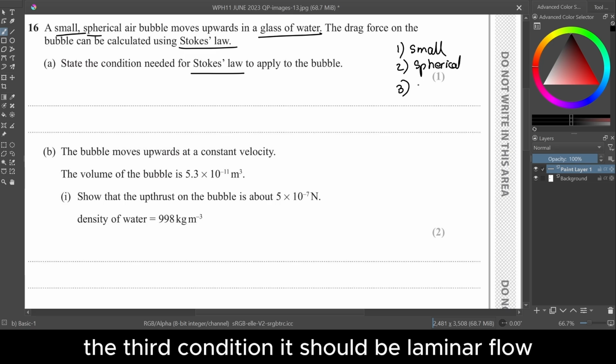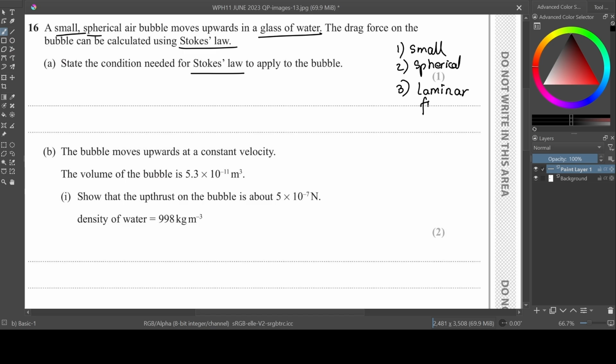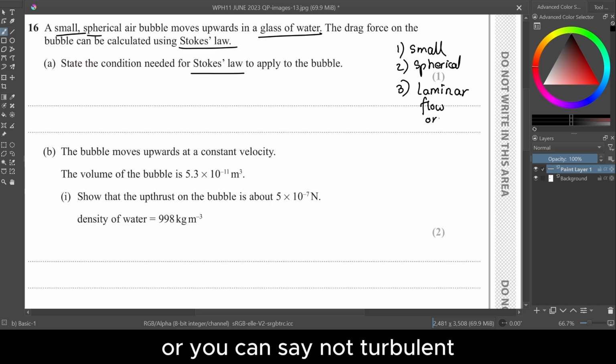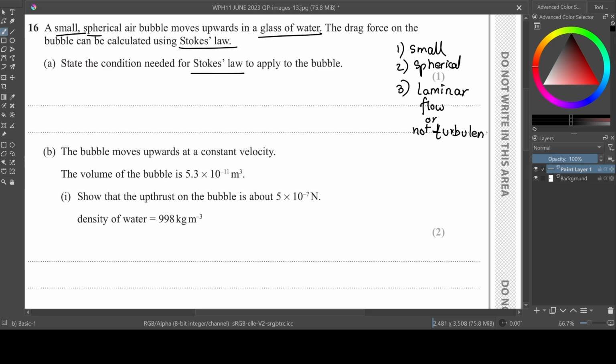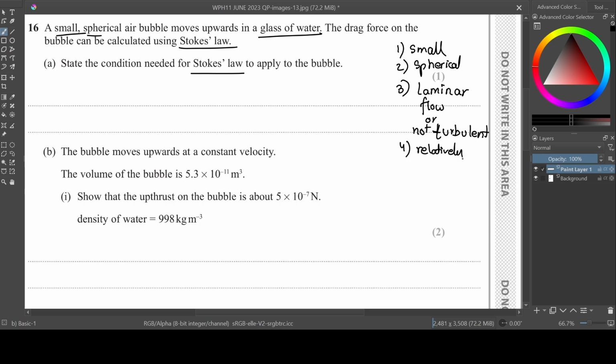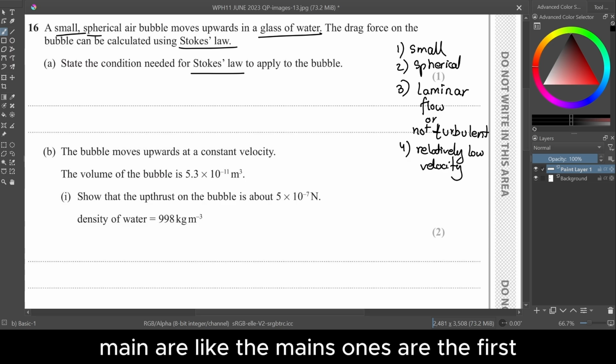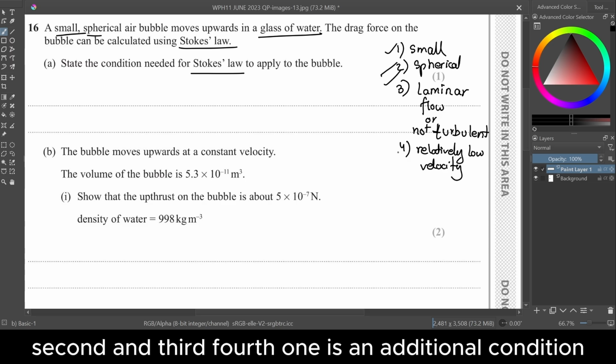The third condition should be laminar flow, not turbulent. And the fourth one is relatively low velocity. These are the four conditions. The main ones are the first, second, and third. The fourth one is an additional condition.